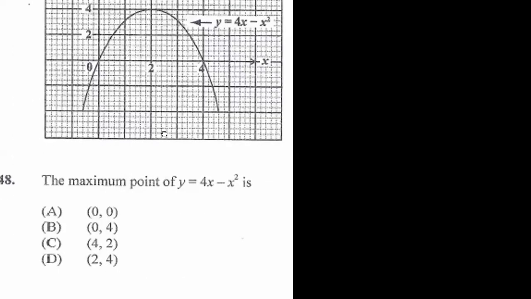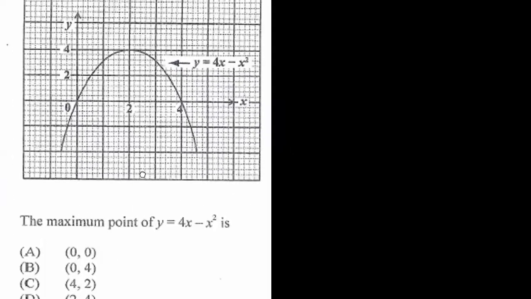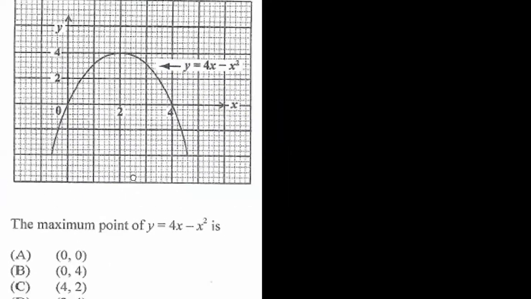The question says, items 40 to 49 refer to the following graph of a quadratic. The maximum point of y equals 4x minus x squared is what? What is the maximum point? The maximum point is going to be on the axis of symmetry, right here. And what are the coordinates of that point? It's going to be 2 on the x and 4 on the y.